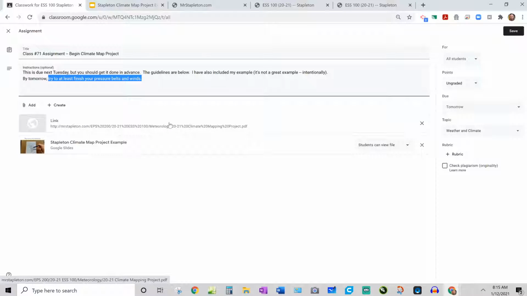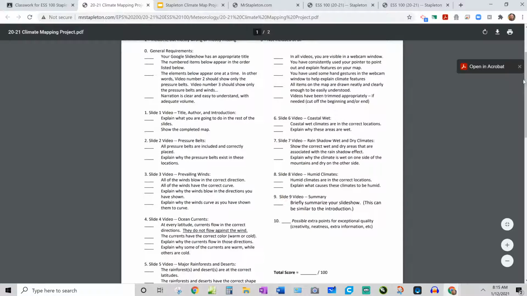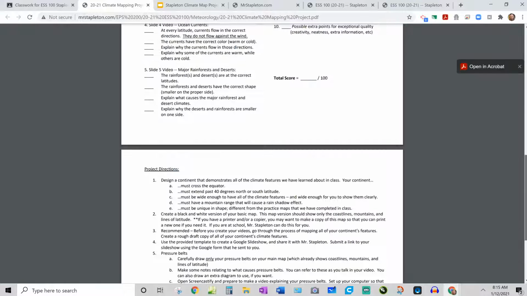So first, let me open the daunting rubric. This is just, it's got all kinds of stuff on it. I wouldn't even bother with the front right now. In fact, I wouldn't even bother with this sheet at all for a little while. I'll take you through what to do.